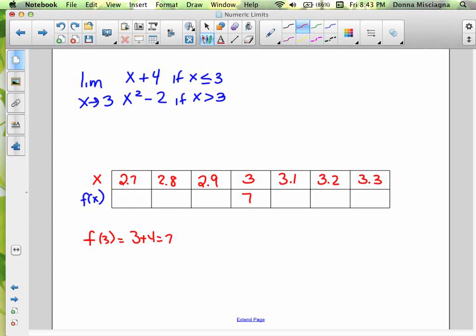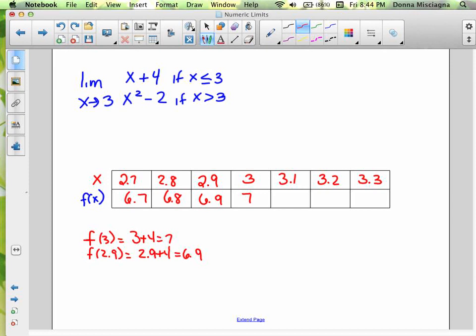And if I have 2.9, the value of the function for 2.9, I'd still plug into the first part of the function. So that would be 2.9 plus 4, 6.9. And so on for all these values that are less than or equal to 3. So for 2.8, I'd have 6.8, and then 2.7, we would have 6.7.